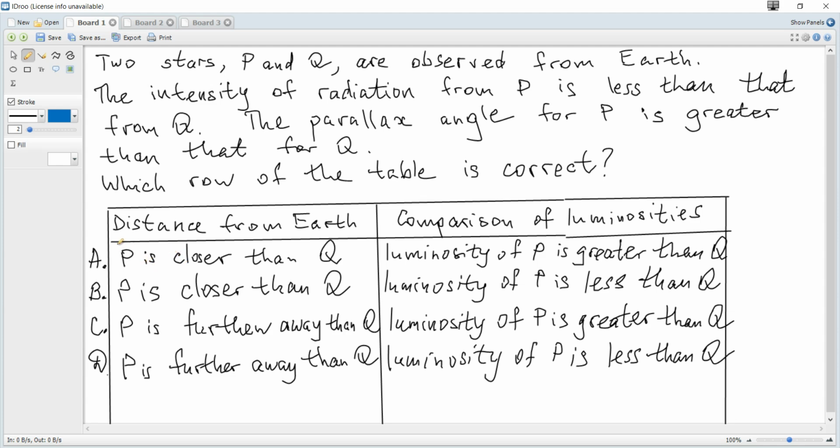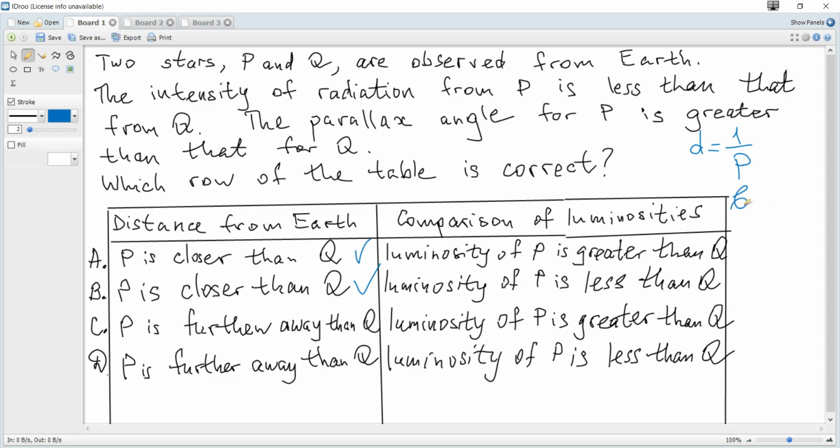We need to compare the distance from Earth for P and Q, and we need to compare luminosities. For distance from Earth, since the parallax angle is involved, we know the formula given in the data booklet: the distance is 1 over the parallax angle. Since the parallax angle for P is greater, the distance for P is less, so P is closer than Q. Quite easy.